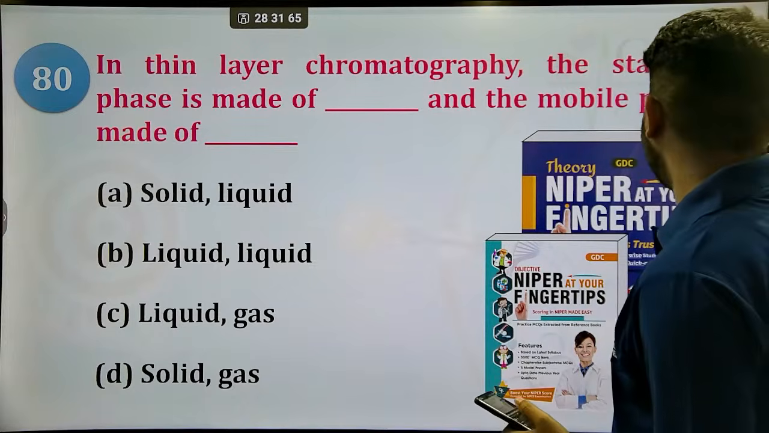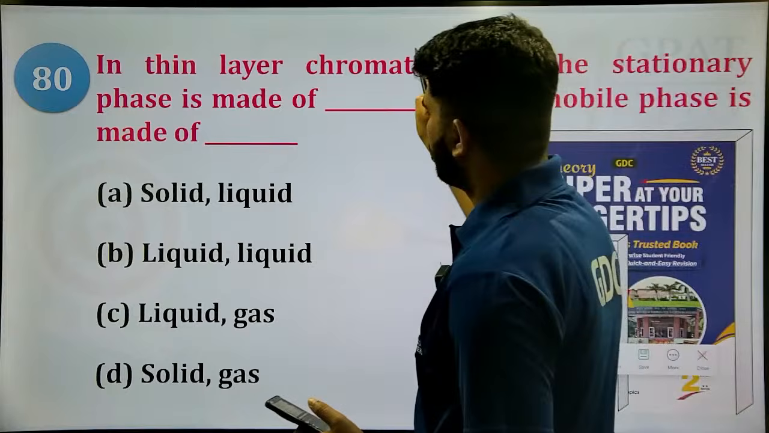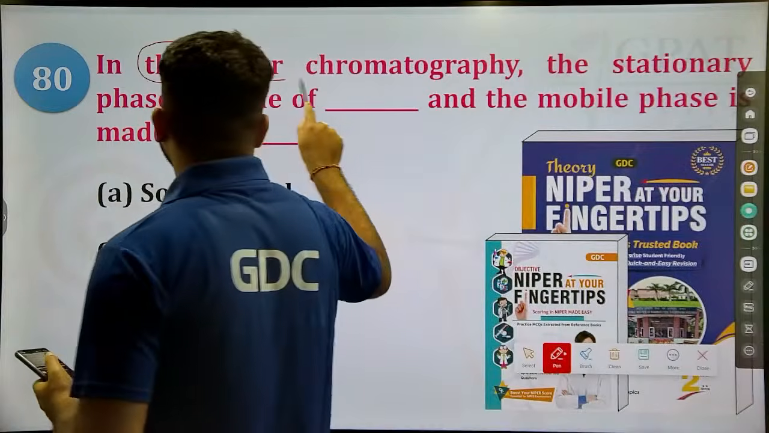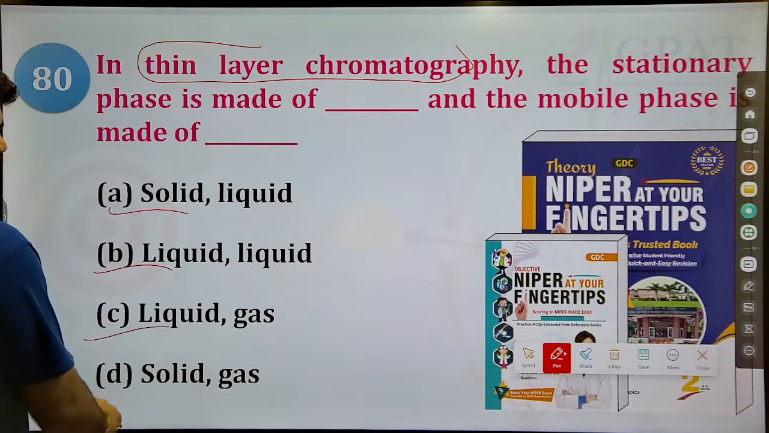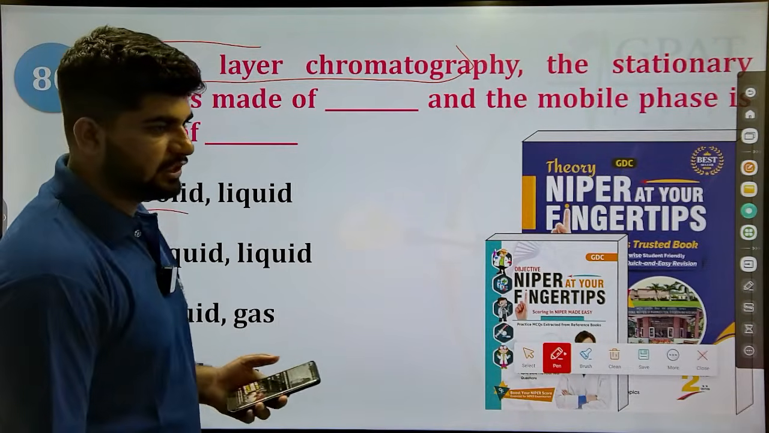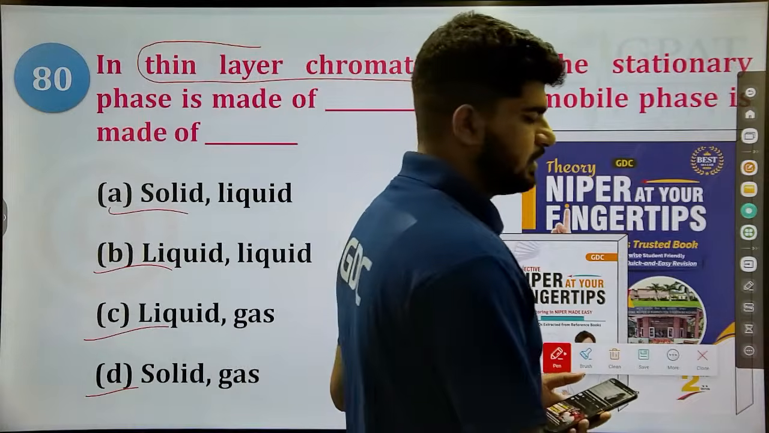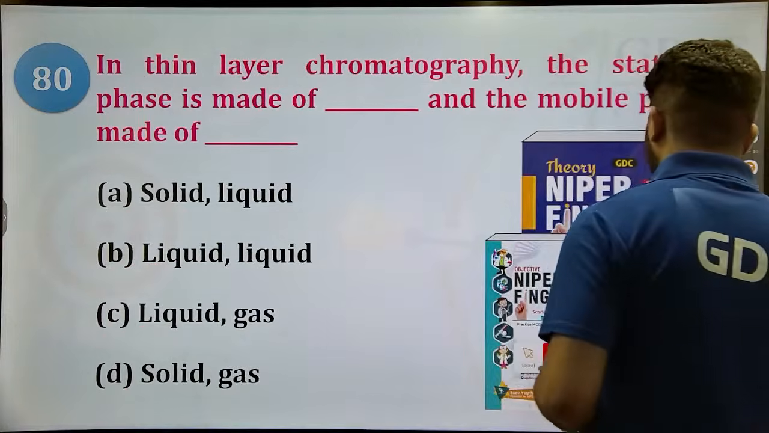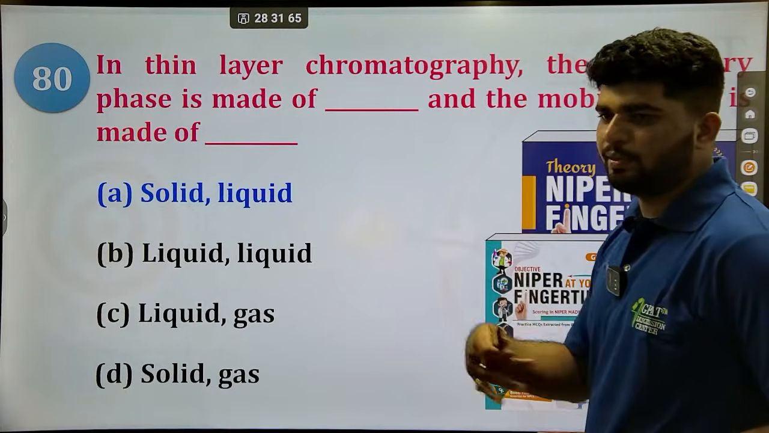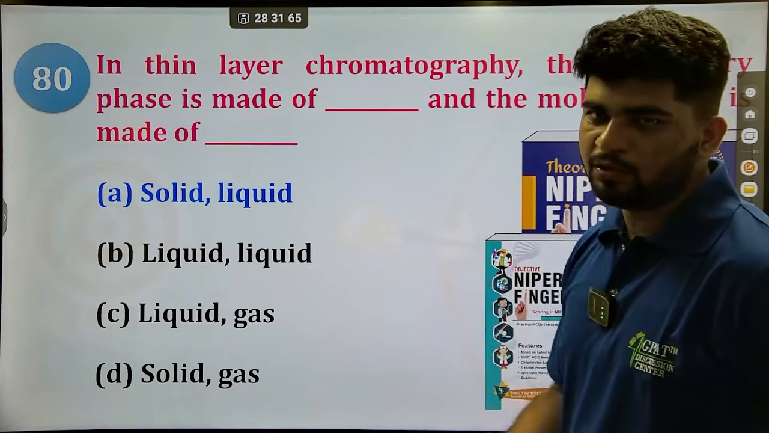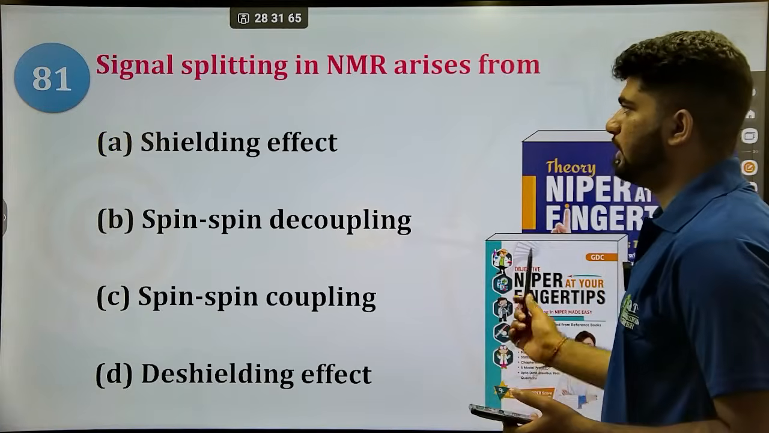In thin layer chromatography, the stationary phase is made up of and the mobile phase is made up of. Obviously, if I talk about thin layer chromatography, so what would be that? Solid liquid, liquid liquid, liquid gas, or solid gas? Thin layer. Cellulose. So cellulose will be what? Solid only. And the mobile phase will be mobile. Solid won't be able to mobile, no? So liquid only over here, so solid liquid.